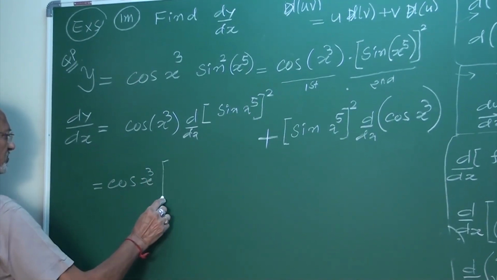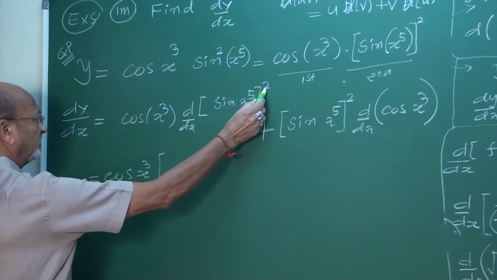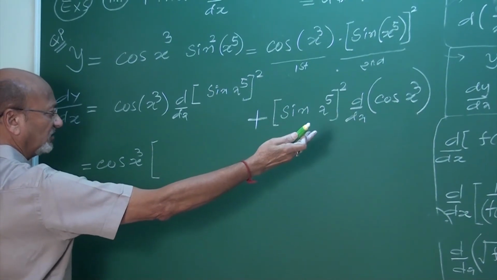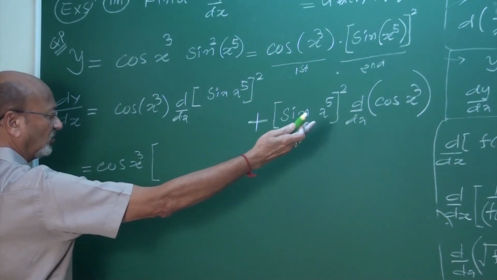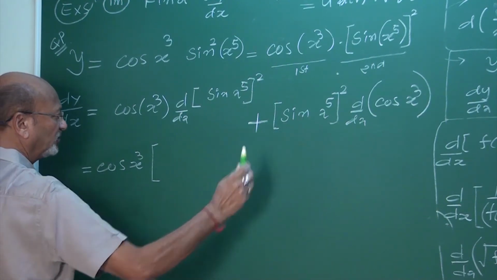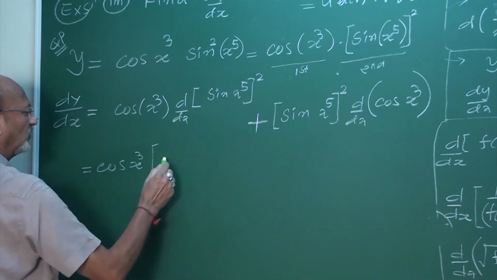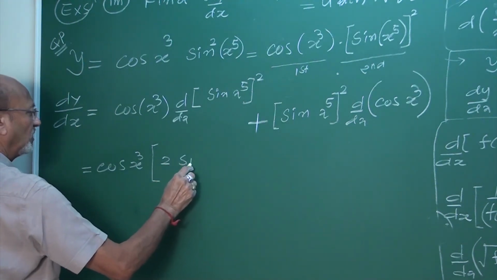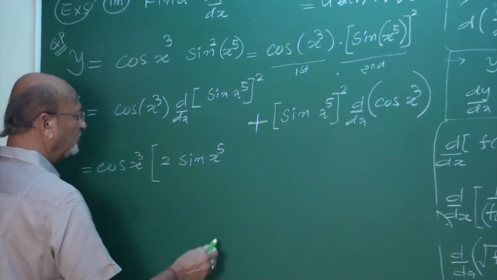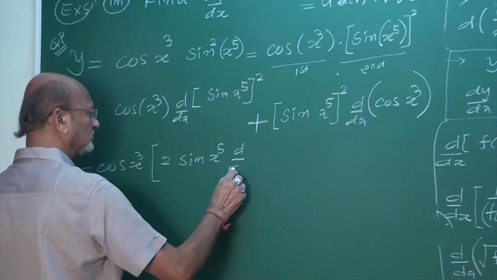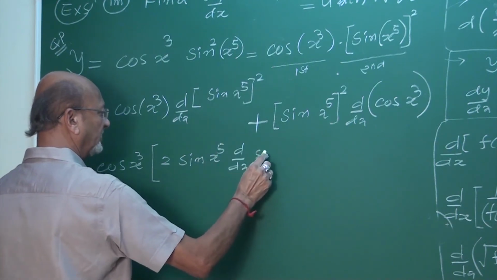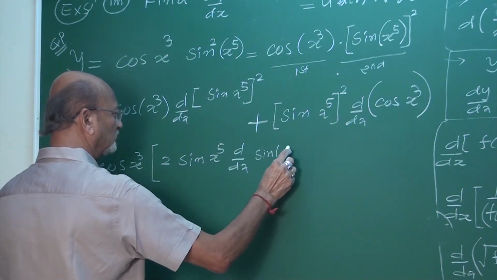Friend, as it is, I use a larger bracket. Power is there, my friend. F x to the power n, still it is alive there. What is f x to the power n? Power into f x to the power n minus 1 into derivative of f. Right. Power is 2, one power less, into derivative of inside bracket, sin x to the power 5.